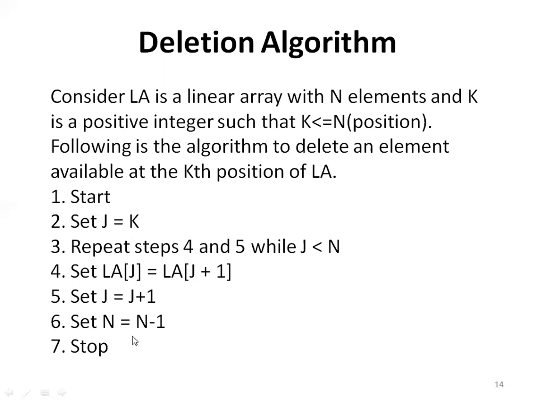And at the end we are decrementing the value of n to n minus 1, because after deleting one data item from the array, the size becomes 1 lesser, so it is decremented by 1.